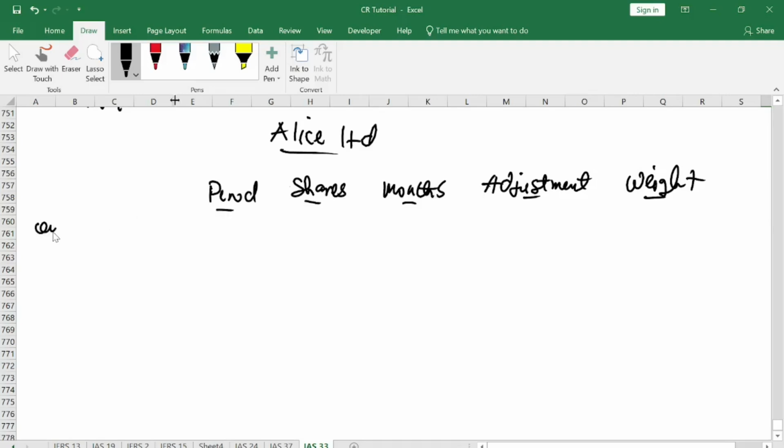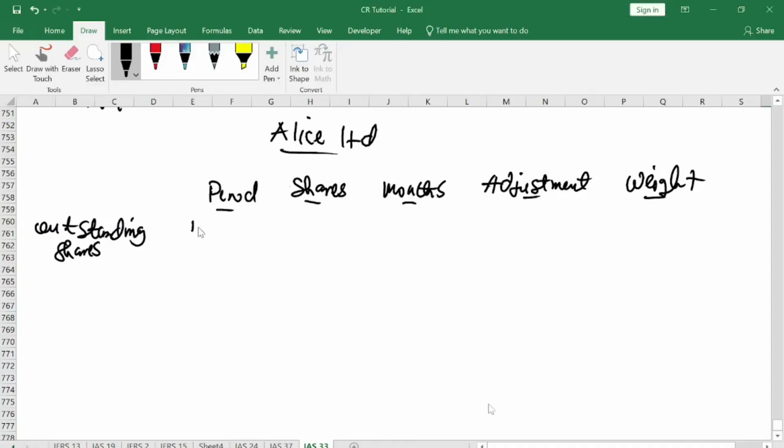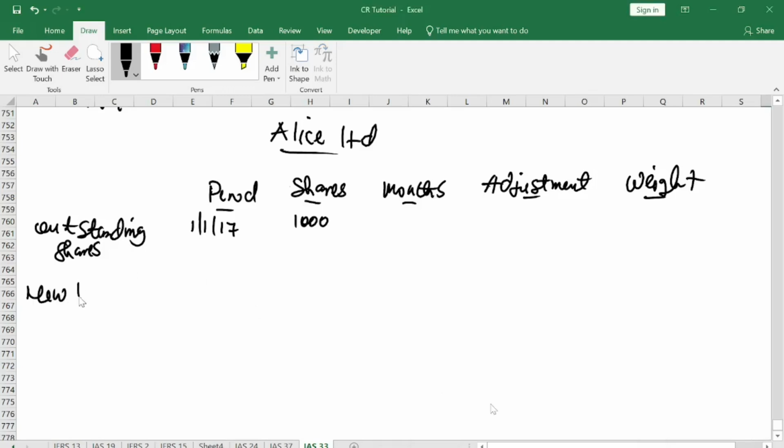So the company had what? Outstanding shares. When was that? The company has outstanding shares of 1 million on 1st January 2017. So let us hang 3 zeros, 1 million. Did they issue another share again? Yeah, they issued another share in April 2017, 200,000. So that was 1st April 2017, 200,000, which is 200. We can add it. When we add, we have 1,200.